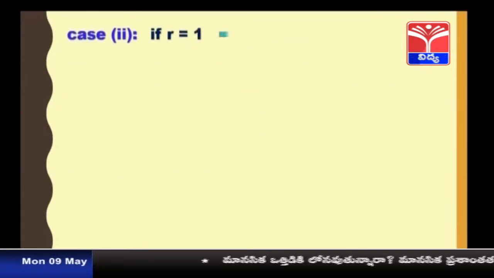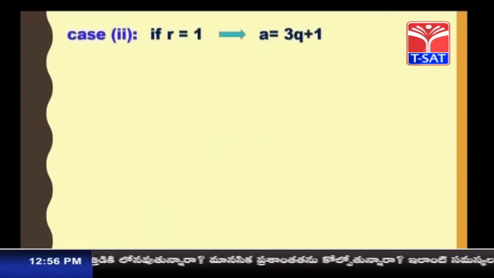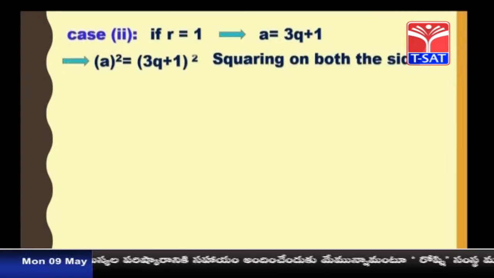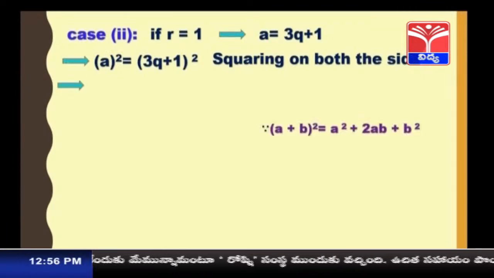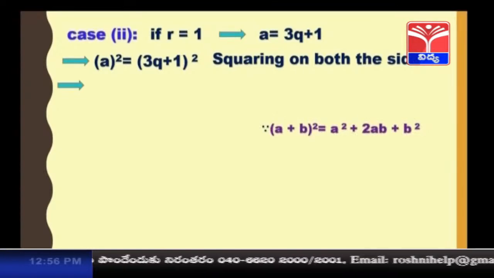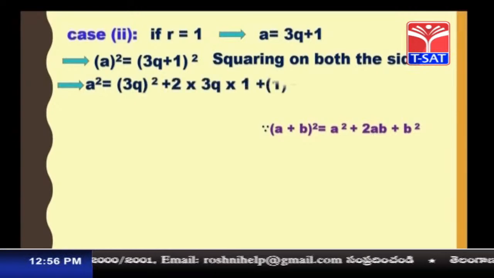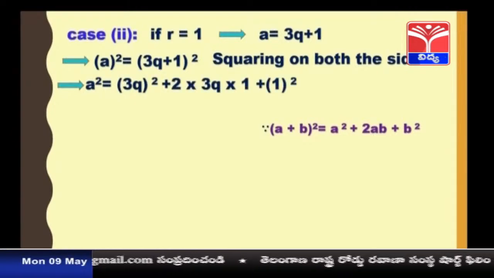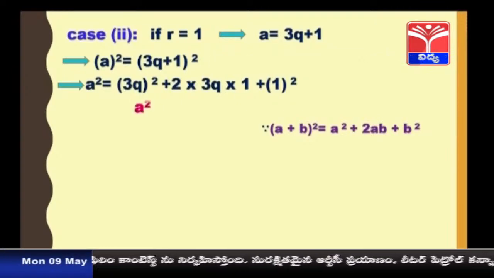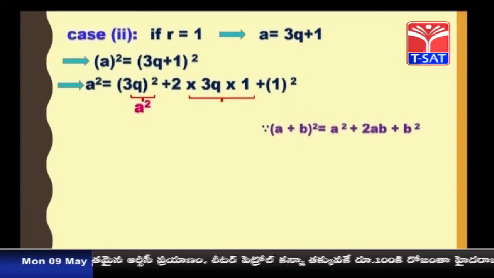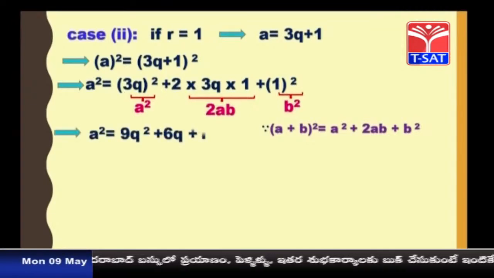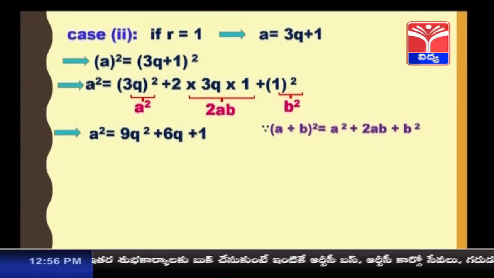Then I can conclude case 1 as a square is equal to 3p, where p is equal to 3q square. If r is equal to 1, a is equal to 3q plus 1. Let us square on both sides. Then a square is equal to 3q plus 1 whole square. Here I should use the a plus b whole square formula, which is a square plus 2ab plus b square, which you all know. So a square is equal to 3q square plus 2 into 3q into 1 plus 1 square. Here 3q is a, 2 into 3q into 1 is 2ab, and 1 square is b square. A square is equal to 9q square plus 6q plus 1.